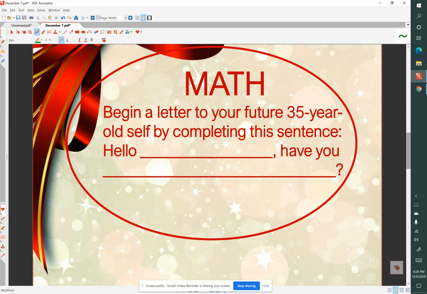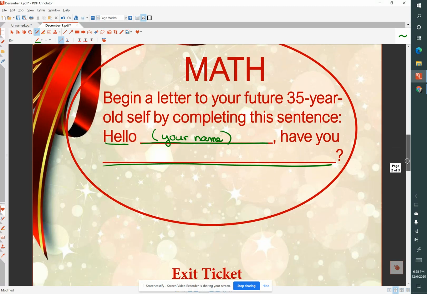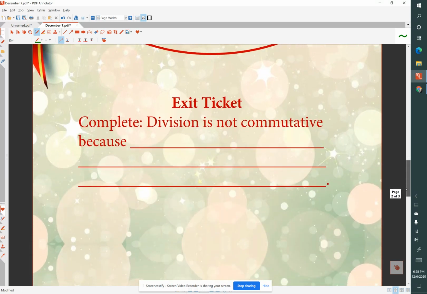So here's our Do Now. I want you to write a letter to your future 35-year-old self. That's just the opening line, but you're going to start by completing this sentence. Hello, and then put your name here, okay? Have you blank? For me, I keep saying I want to learn to read music. Have I practiced? Have I learned how to read music? Did I buy a book on it? Did I do everything that I need to do to learn how to read music? So that would be my future self, but I'm already over 35. And this is our exit ticket for today. We'll come back to that.